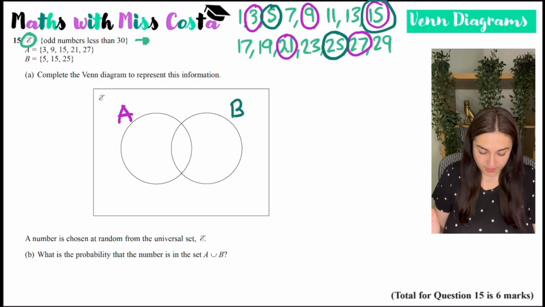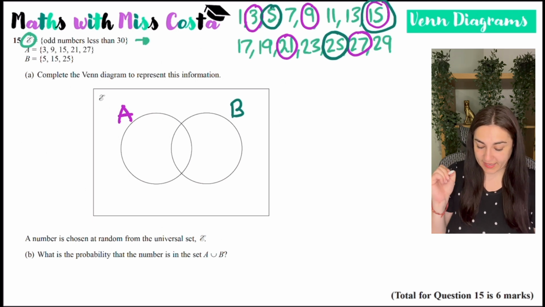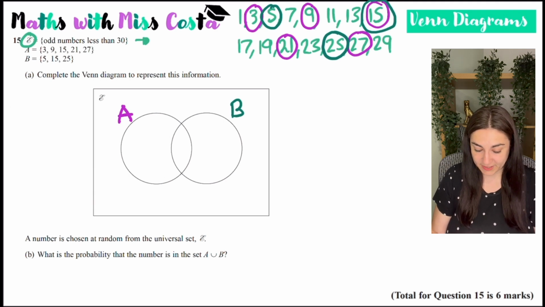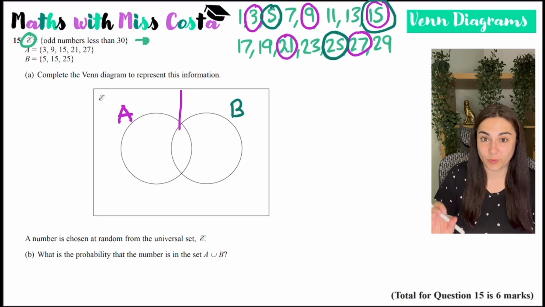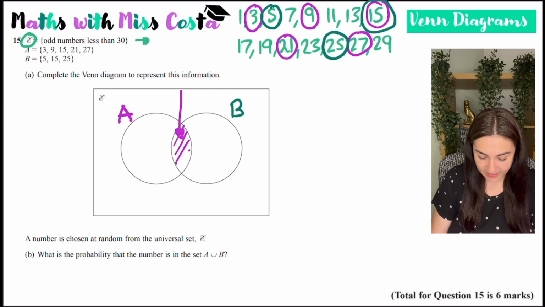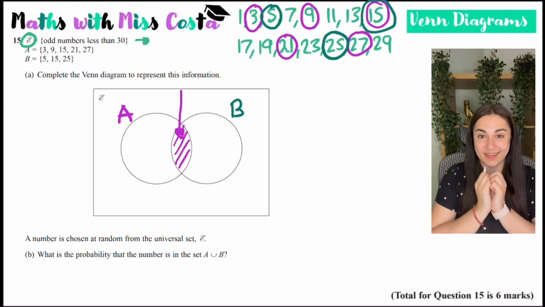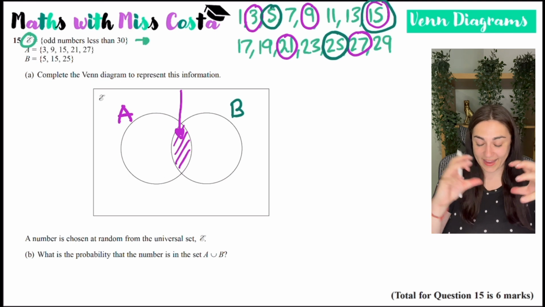And in set B are the numbers 5, 15, so 15 appears in both sets, and 25. I need to complete the Venn diagram to represent this information. Essentially, every number I've circled in pink is in section A. Every number that I've circled in green will appear in section B. And anything that is circled by both has to appear here, because this is called the intersection. It's where A and B intersect. So everything that qualifies for being in A and B.